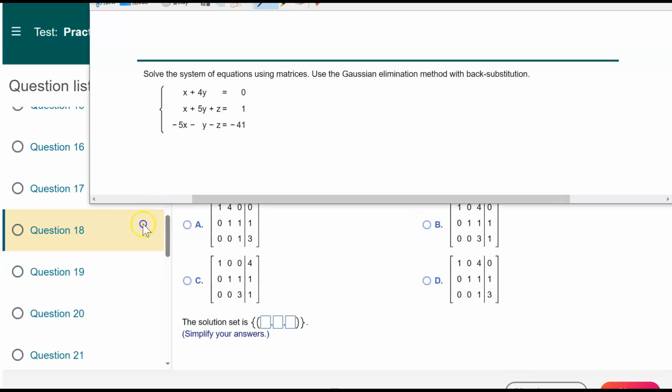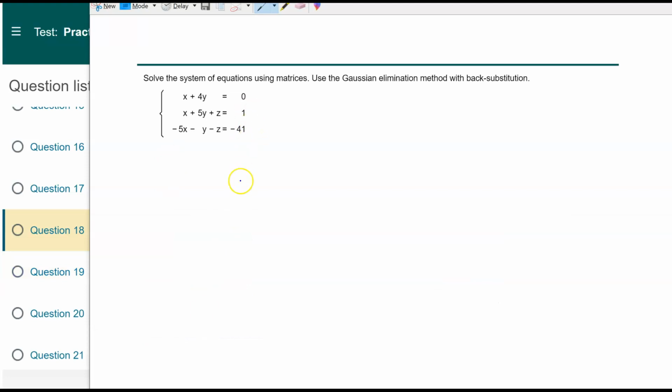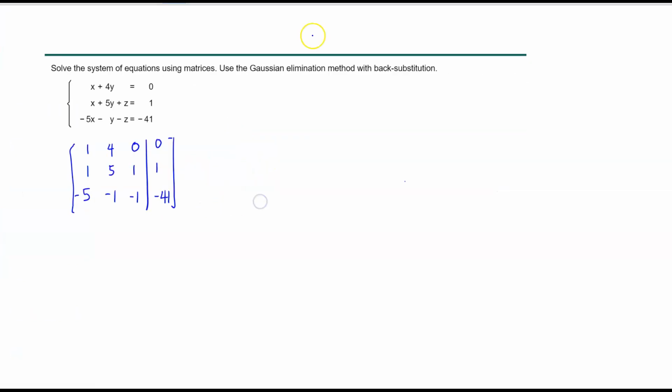All right, so as a first step, we are going to write the augmented matrix that represents our system. So we have x, write all the coefficients of x. We have 1, 1, -5. Then followed by the coefficients of y, 4, 5, -1. And then 0, 1, -1. And the constants, 0, 1, negative 41. So after we have written the augmented matrix, we will now reduce this matrix to row echelon form.